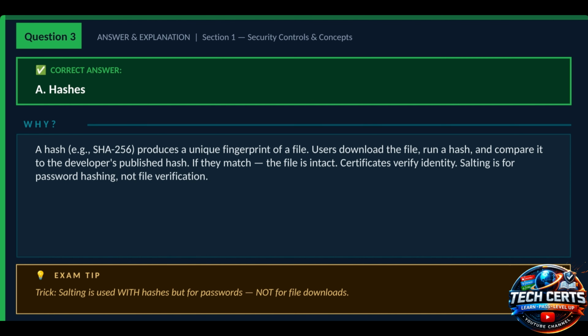SHA-256, takes the file and produces a unique fingerprint. You download the file, run a hash on it, and compare it to what the developer published. If they match, you're good. If they don't, stop everything. Here's where people get tricked. Salting IS used with hashes, but it's for passwords, not for file verification. Certificates are for identity. Algorithms is too vague, so hashes are your answer.